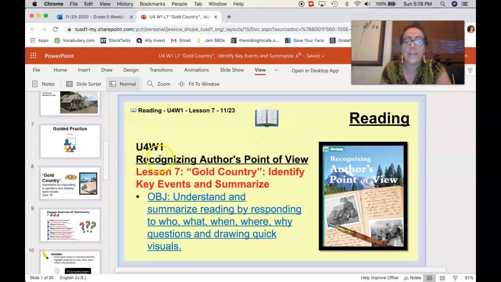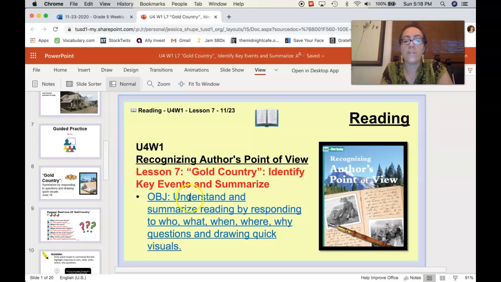Hey guys, welcome to our reading lesson for this week. We are in Unit 4, Week 1, Lesson 7. So we are still completing last week's lessons, and today's date is Monday the 23rd of November. We can tell it's reading because we have the icon and the background is yellow.